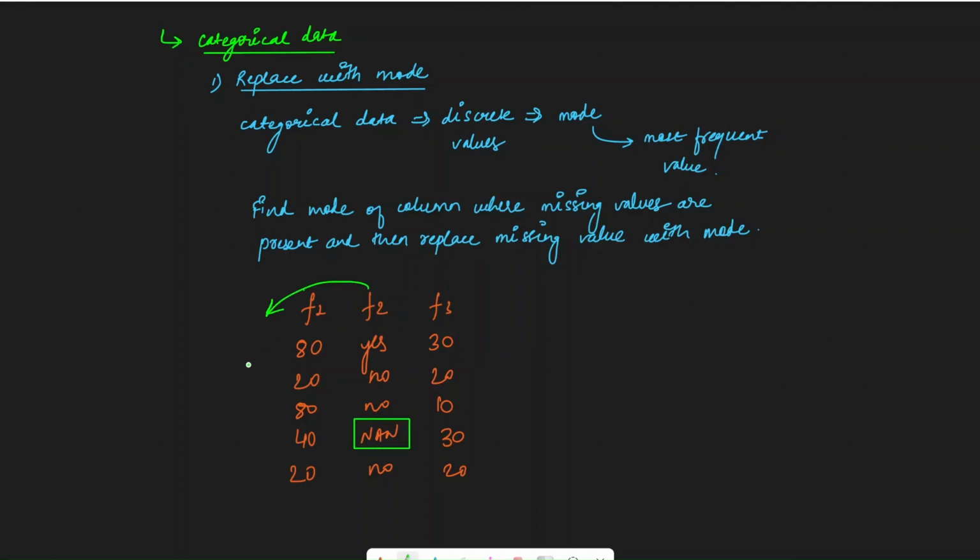So for this column, we are going to find out the mode, and we know that there are only two values here, yes and no. Yes is coming one time and no is coming 3 times. So we know that no is the mode, and we are going to replace NaN with no, because that's what the mode is. So this is a simple way to replace categorical data with mode.